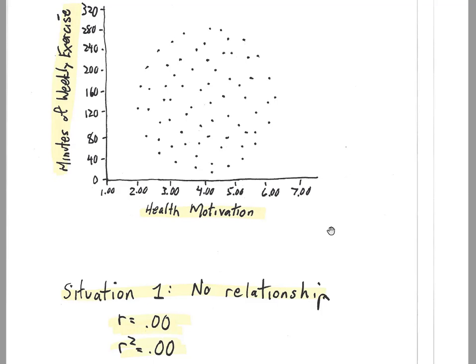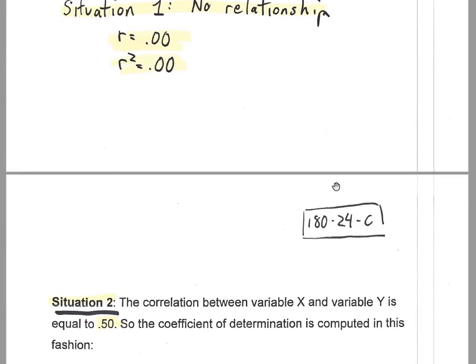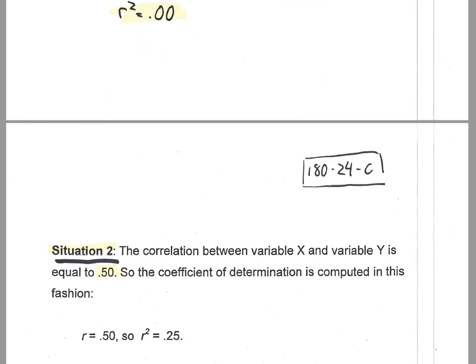Now, that's my bad prediction situation. We're going to contrast that with a better prediction situation. I'm on page 180-24c, situation 2. Situation 2, the correlation between variable x and variable y is equal to 0.50. So the coefficient of determination is computed in this fashion. The correlation was 0.50. The way you turn correlation into a coefficient of determination is by squaring it. 0.5 times 0.5 is equal to 0.25. Okay, my coefficient of determination is equal to 0.25. Well, so what? What does that mean?